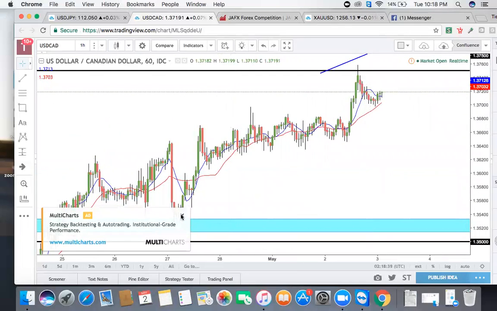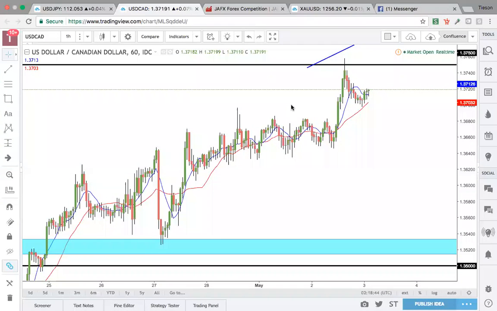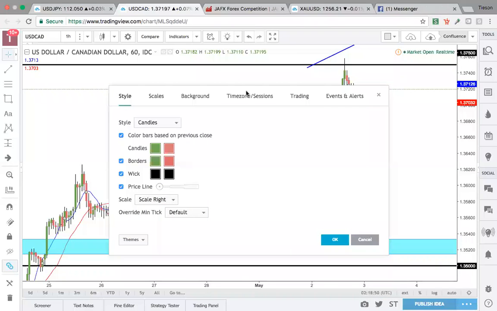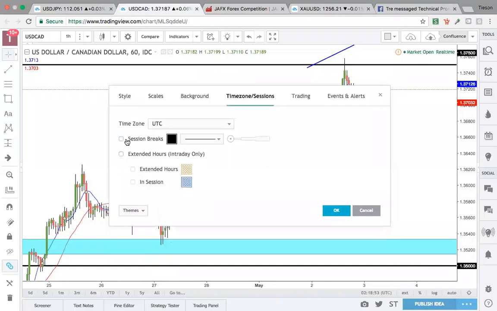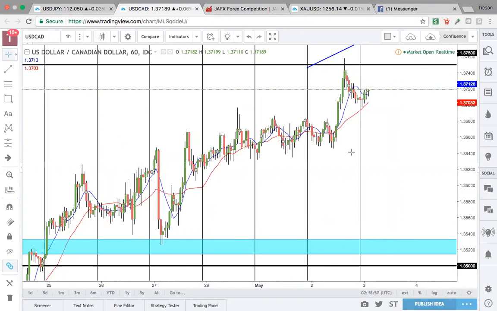All right, let's exit out of that. All right, so you will right click, you will go down to properties, you go to time zones and sessions, you click session breaks and you make them the whole line, and bam, you have your period separators. How you draw fibs is you draw it from the day prior.